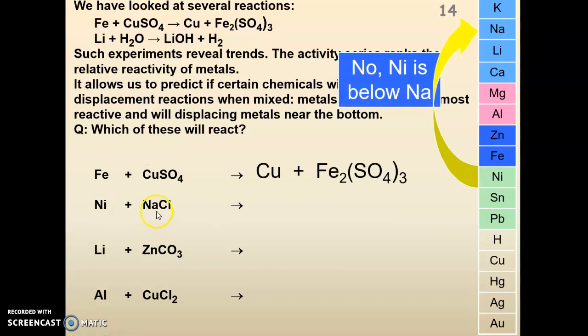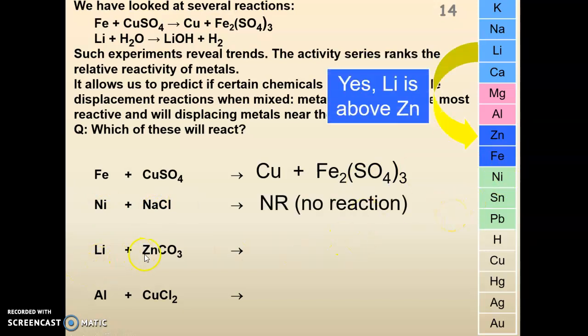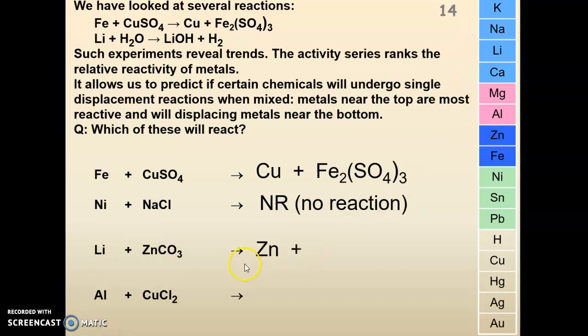Nickel, can it replace sodium? No, because nickel is below sodium, so that's no reaction. All right, lithium replacing zinc. Yes, lithium is above zinc, so it can replace it. So then you would make the products.